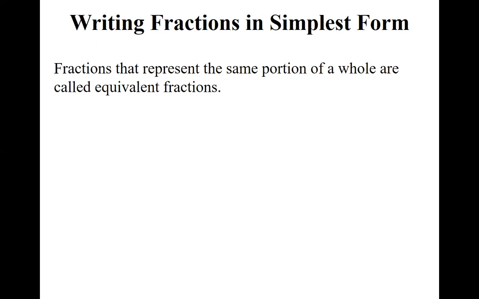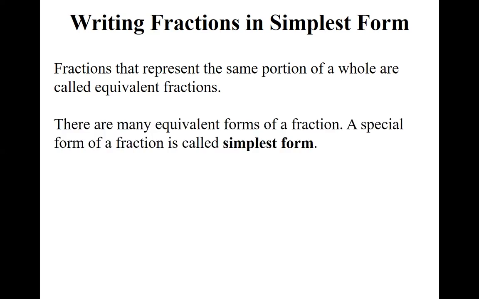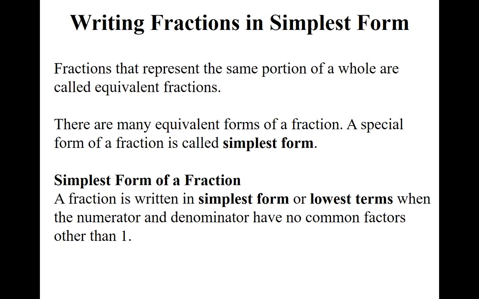Fractions that represent the same portion of a whole are called equivalent fractions. Earlier, when we were examining the number line, I pointed out that they referred to 2/4 as 1/2. Those would be equivalent fractions. They both represent 1/2. There are many equivalent forms of a fraction. A special form is called simplest form. And the simplest form of a fraction means that the numerator and denominator have no common factors other than 1.